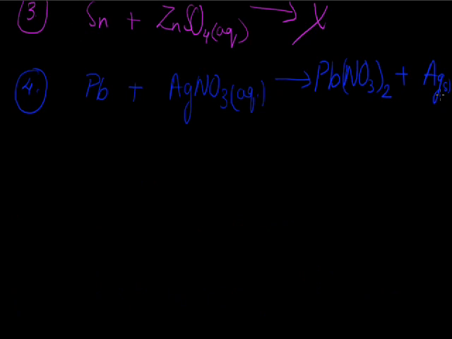So we can easily see whether the reactions will occur or not. Basically, the metal which is displacing the less reactive metal should be placed above the less reactive metal in the displacement series.